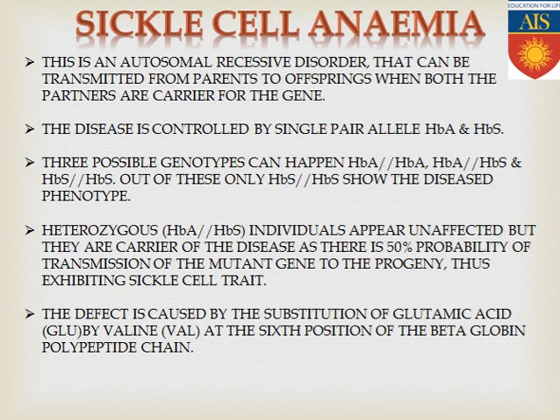This disease is commonly controlled by a single pair of alleles, that is HbA and HbS. HbA is hemoglobin A and HbS is the hemoglobin that will be sickled hemoglobin.